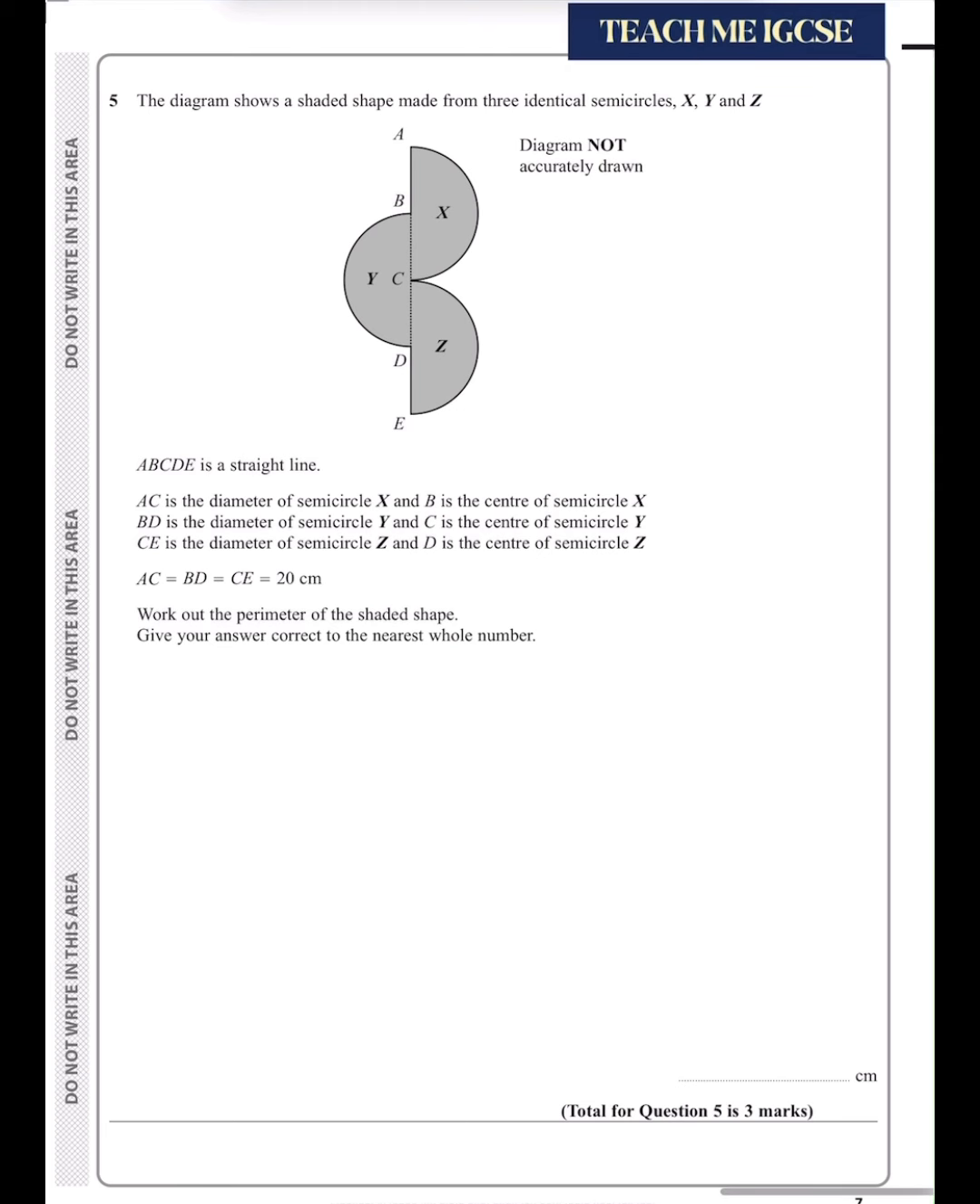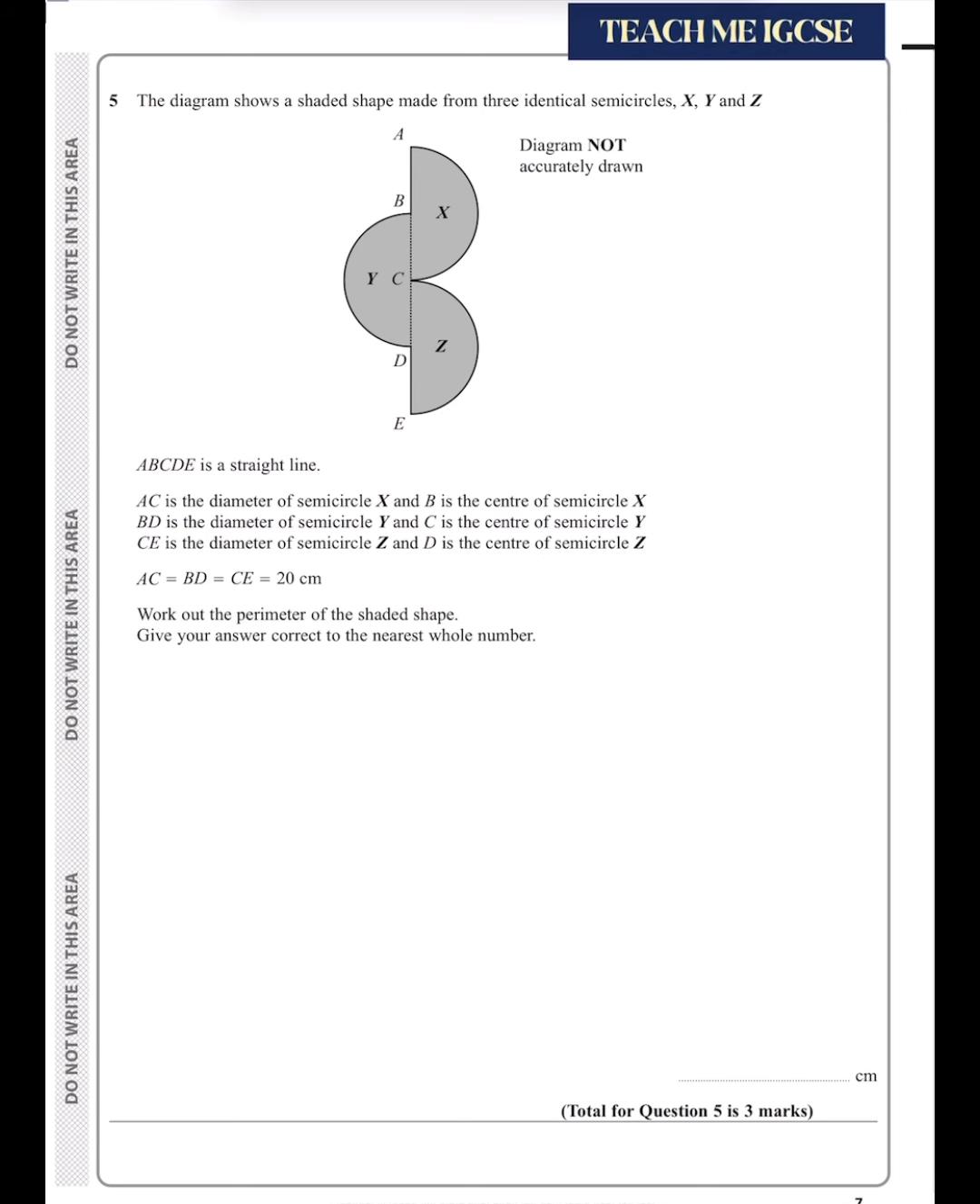Question 5. The diagram shows a shaded shape made from 3 identical semicircles, X, Y, and Z. A, B, C, D, E is a straight line. AC is the diameter of semicircle X, and B is the center of semicircle X. BD is the diameter of semicircle Y, and C is the center of semicircle Y. CE is the diameter of semicircle Z, and D is the center of semicircle Z. AC equals BD equals CE equals 20 centimeters. Work out the perimeter of the shaded shape.